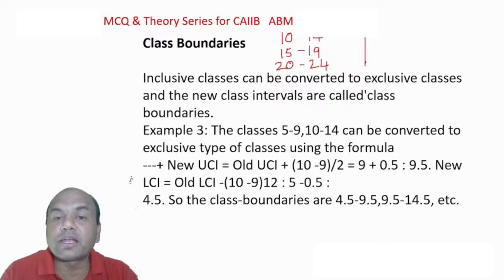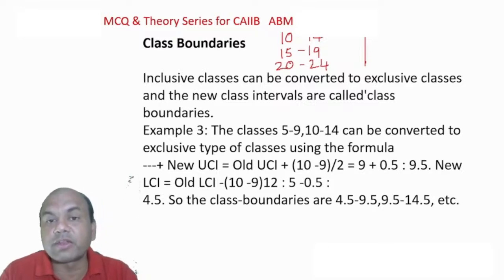Suppose if I get 10, where will I place this 10 over here in this group? Suppose if I get 14, where will I place this in this group? Suppose if I get 17, I'll place it in this group. I get 19, I'll place it in this group, second group. I get 24, I'll place it in this third group.